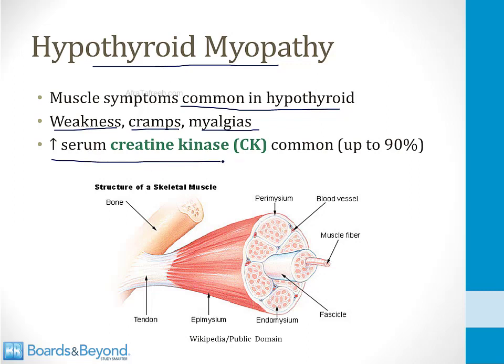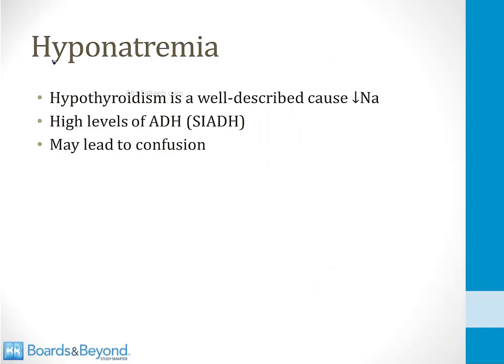An increased serum CK level is found in up to 90% of hypothyroid patients, and it's a result of the low thyroid hormone levels. In addition to elevated levels of CK, you can also often see hyponatremia in patients who are hypothyroid. Hypothyroidism is a well-described cause of low sodium levels. The mechanism is believed to be increased secretion of ADH.